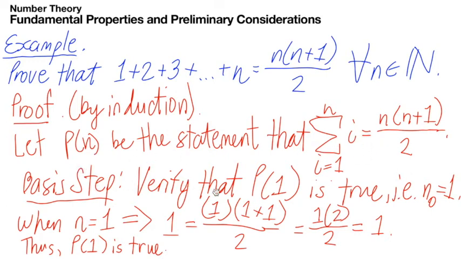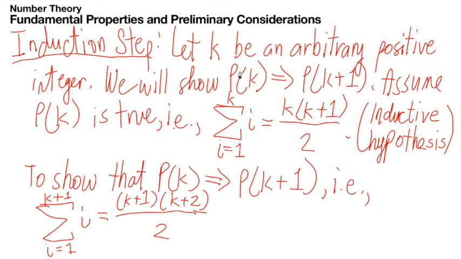So the basic step: verify that the n sub 0 case is true, and it is. Substitute 1 here. 1 times 1 plus 1. 1 plus 1 is 2. 2 over 2 is 1. Therefore, 1 equals 1. So that's our basic step. For the induction step, we will let k be an arbitrary positive integer, and we'll show that P of k implies P of k plus 1, and they're both true.